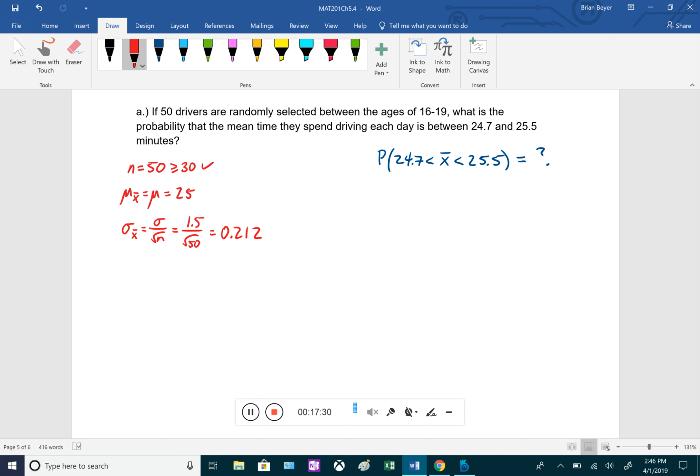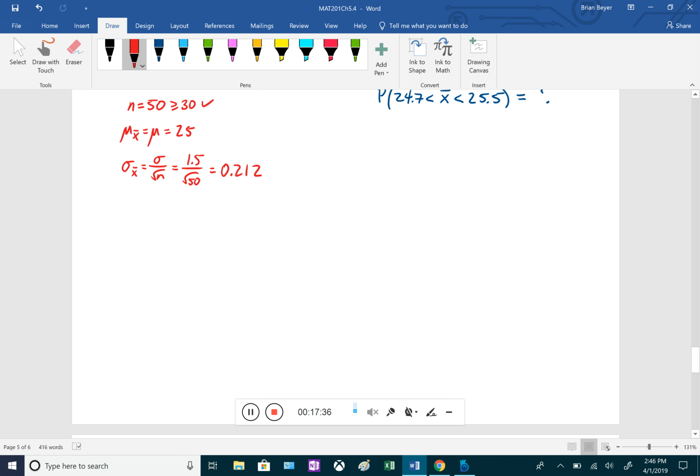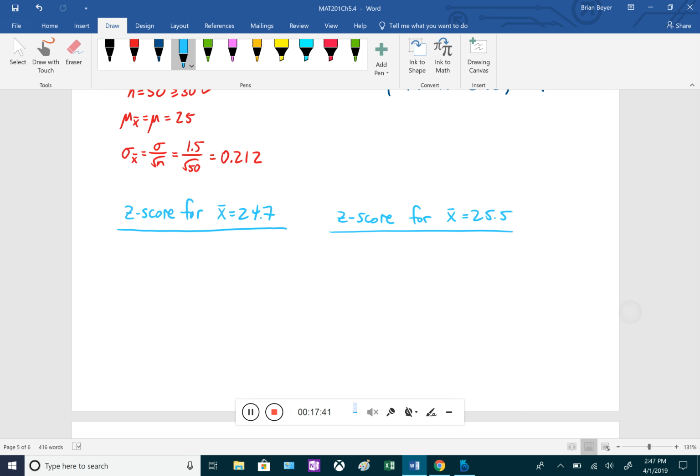Okay, so the reason why we need these is because we have to find the z-scores for 24.7 and 25.5. So let's do that down here. Finding the z-score for 24.7, we just have to remember that we're using the correct z-score formula. So it's x bar minus mu sub x bar over sigma sub x bar. We're going to plug in our values here. That's 24.7 minus 25 divided by 0.212. That gives us a z-score of negative 1.41.